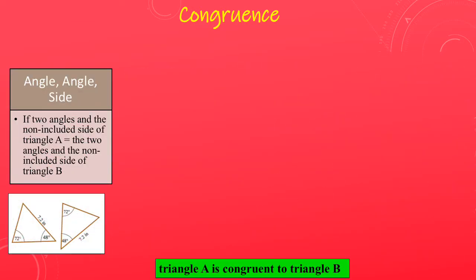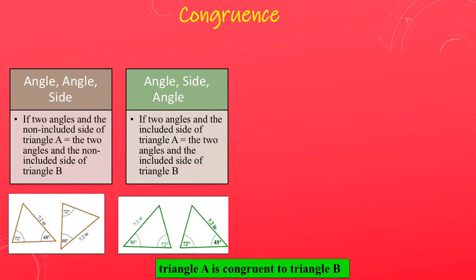Back in geometry, we learned to prove congruence of triangles. That is, when two triangles are exactly the same. We use several rules to prove congruence. First, angle, angle, side. If two angles and the non-included side of triangle A are equal to the two angles and the non-included side of triangle B, then triangle A is congruent to triangle B.